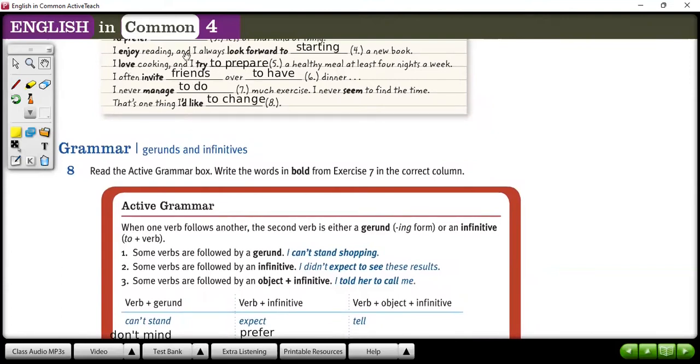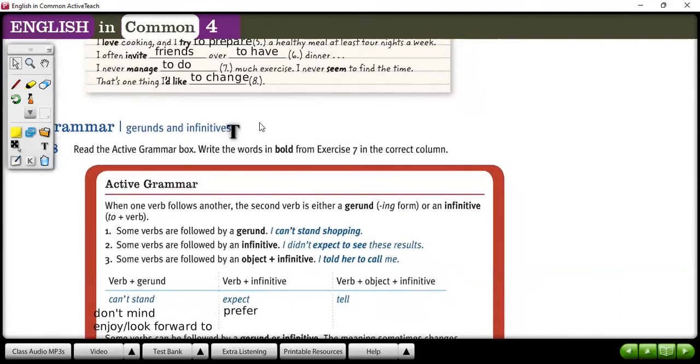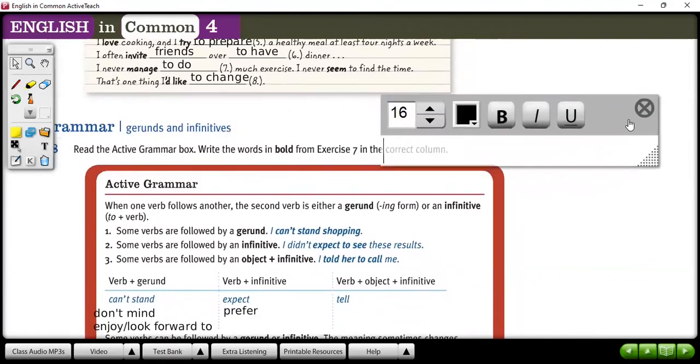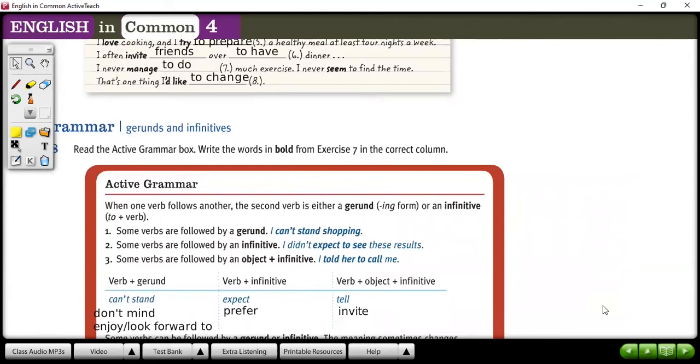This one is a verb with an object. I often invite friends over to have dinner. So friends is the object of the verb invite. So when you invite someone. Okay, so invite plus an object and the infinitive. So invite is in this pattern.